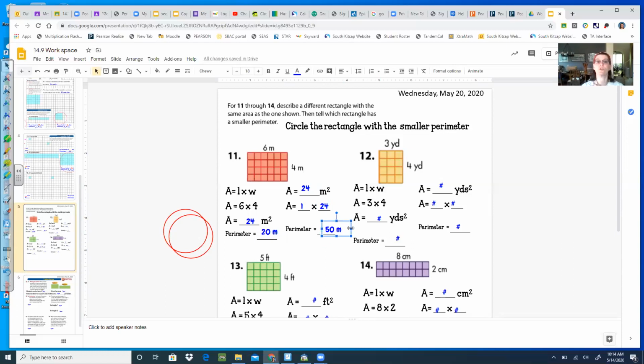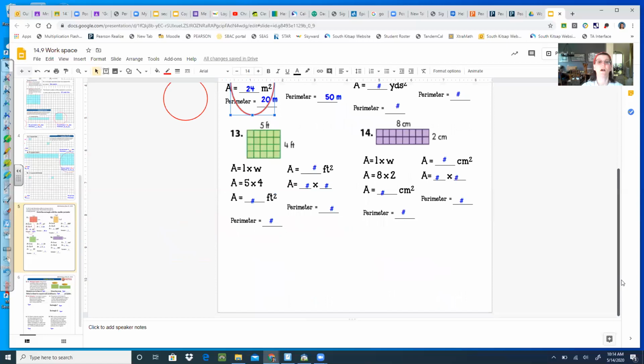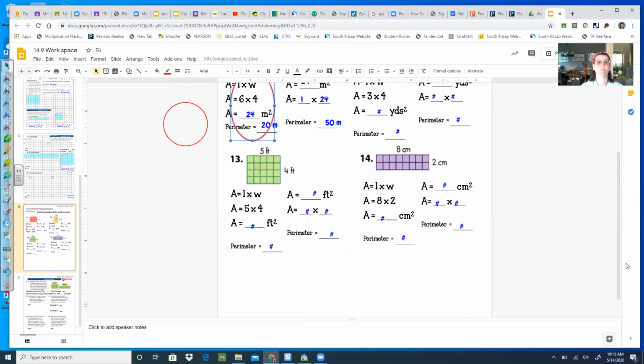Now I need to circle the one with the smaller perimeter. This one is significant. This is the one with the smaller perimeter by a long shot. We have a difference of 20 and 50. So they have a difference of 30 meters with their perimeter. You'd use a lot less fencing if you went with that 6 by 4. Okay, now, since I am doing odds on these, I'm going to go to number 13.